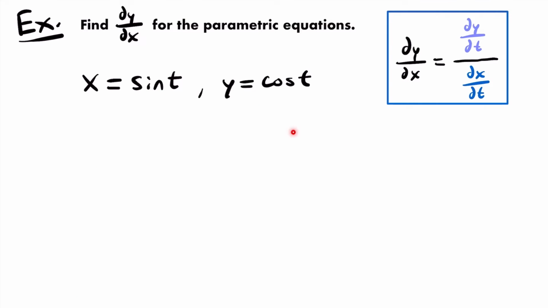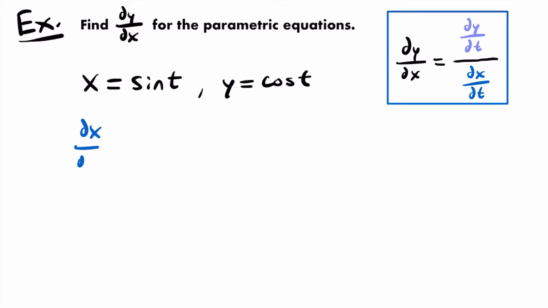Alright, so here's our second example. Once again, we want to find dy dx for the parametric equations. In this case, we have x equals sine of t and y equals cosine of t. And so to find dy dx, we want to do the same thing we did in the previous example. You want to start by finding the derivative of x and y with respect to t. So we'll start by taking the derivative of x with respect to t.